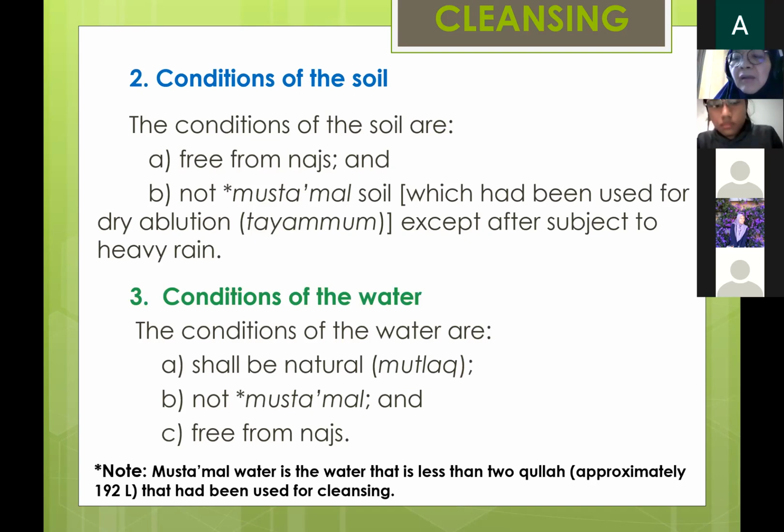That is clean. You don't have to do the analysis in the lab whatsoever. Most parts of the earth are clean. Yeah, if there is no najis, it's clean. So you can take any soil, enough. It depends on what you want to wash.